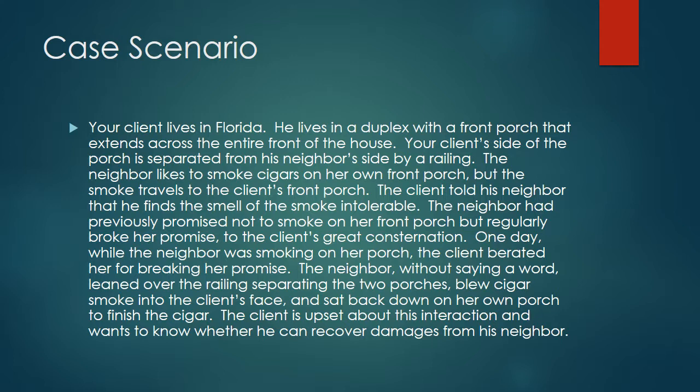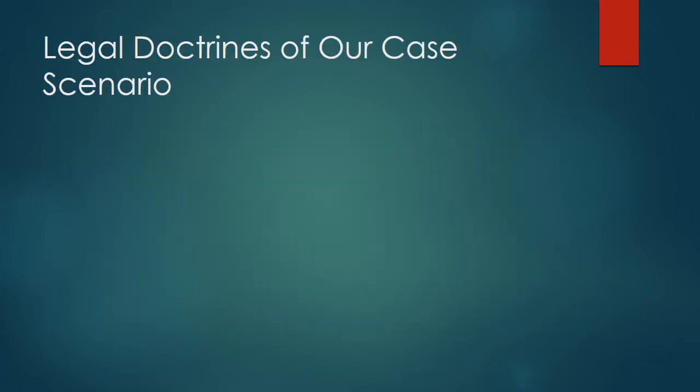Now let's examine the case scenario to decide what legal doctrines might be applicable to this case. Because remember, we're trying to form an issue which is a blending of the legal doctrine and the facts of the case. First, we look at the case facts to determine the applicable laws. The neighbor leaned over the railing. Which legal theories apply when one person enters the property of another person? Could this be trespass? Does trespass occur when an individual leans over a porch railing?